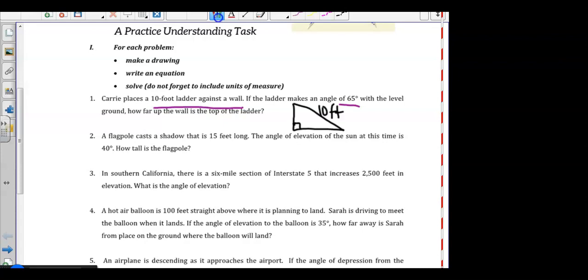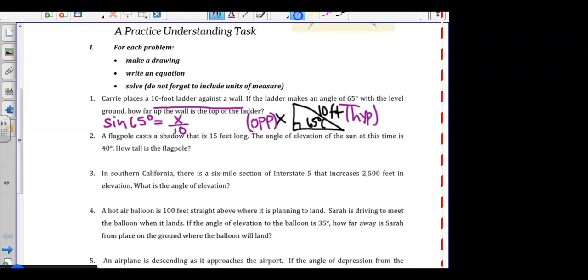It makes a 65-degree angle with the ground, and we want to figure out how far up the wall the ladder reaches. So the length we're trying to find is the side x. Based on where the reference angle of 65 degrees is, we need to figure out what sides we have and what side we need. Opposite the 65 degrees is x, and we are given the hypotenuse. So if you recall, our trig function that uses opposite and hypotenuse is sine. So we would solve sine of 65 degrees equals x over 10.